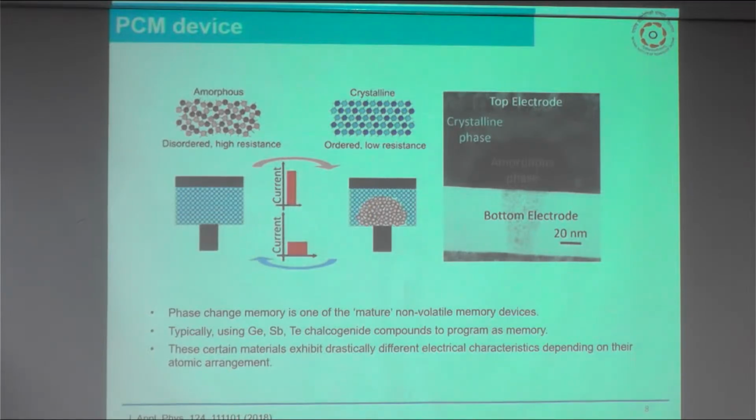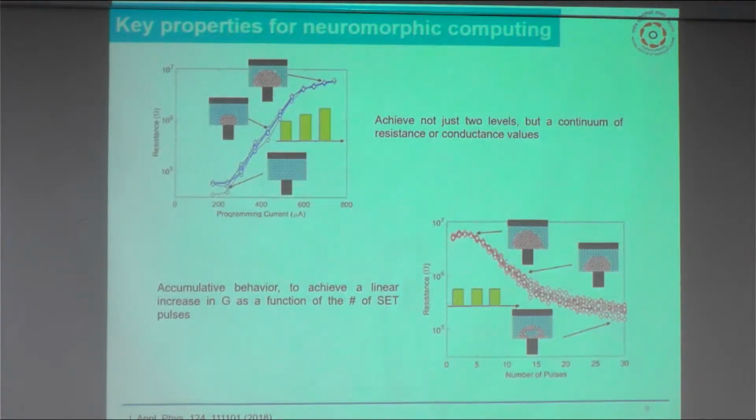So it means you can tune based on different levels, based on the atomic arrangement. If we talk about the key property of this device for neuromorphic computing, you can achieve not just two levels but a continuous range of resistance or conductance levels, as you can see here. So it is not simply two levels that you are getting.